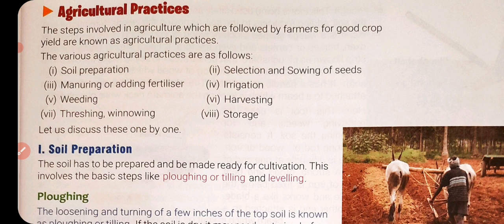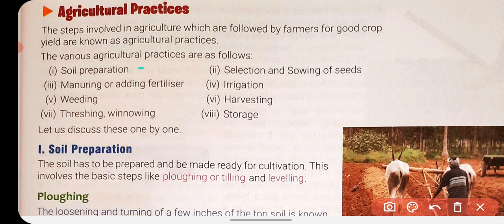And these agricultural practices are soil preparation, selection and sowing of seeds, manuring or adding fertilizer, irrigation, weeding, harvesting, threshing and winnowing, and storage. In the earlier video we had discussed soil preparation: how do we prepare the soil, and what is the importance of soil preparation.